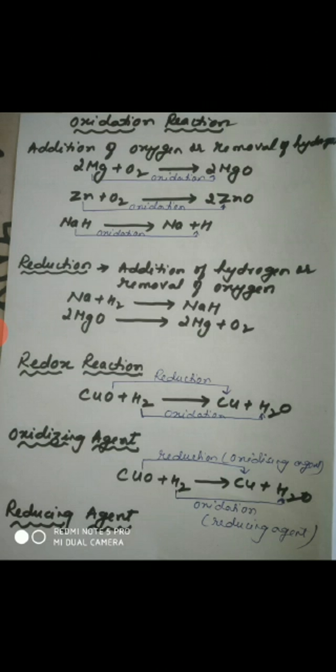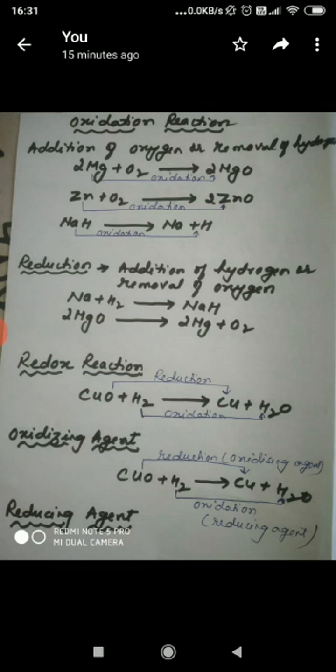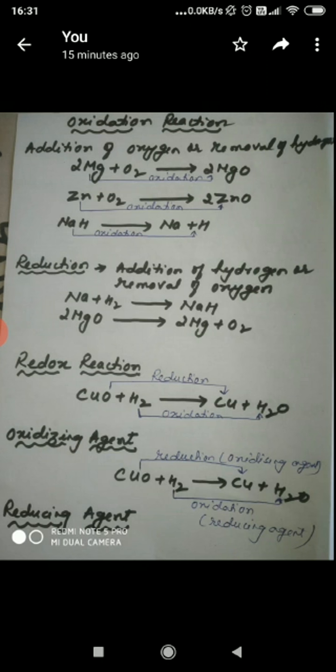Here, in copper oxide, oxygen is removed, so it is reduction, and it is an oxidizing agent. In the second case, in hydrogen, oxygen is added, so it is oxidation and it is behaving as a reducing agent.